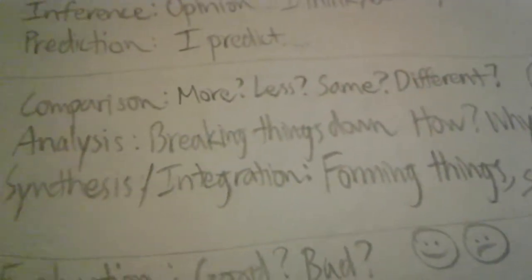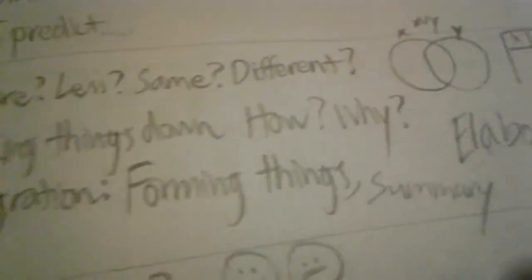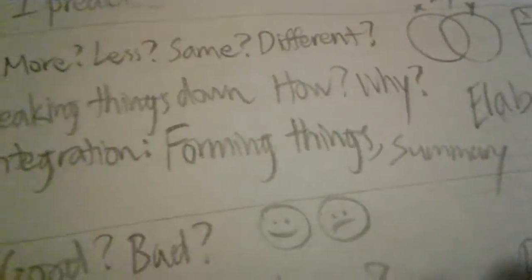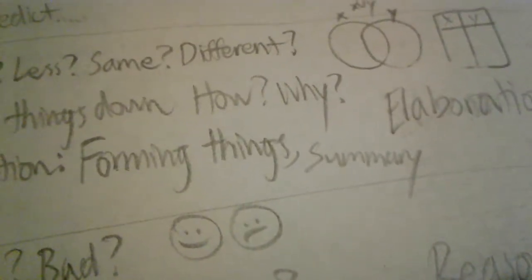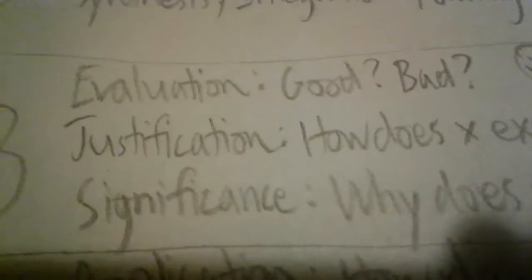Analysis is breaking things down, trying to see bit by bit what happens, or what the process is. Why is it happening, or why is it like that? Synthesis is basically trying to form something out of the many individual parts, like a summary. It's pretty weird to talk about the applications because you see them every time, like in school, in different assignments.